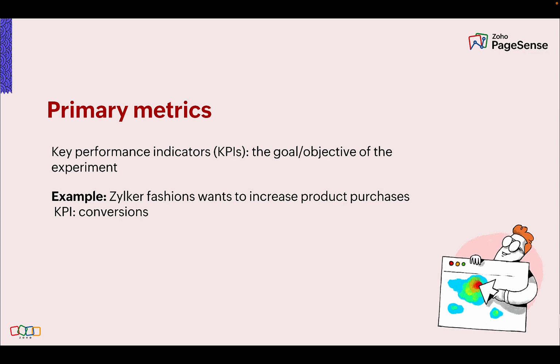Starting with primary metrics. These are what you pay close attention to. They are the KPIs, that is, the key performance indicators, and it's basically what you want to achieve by the end of the experiment. So imagine Zilker Fashions, an online clothing store, wants to increase the sale of their summer collections on their website. The ultimate goal is to get more people to buy their clothes. So in this scenario, the primary metric or KPI for the A/B test should be conversions.